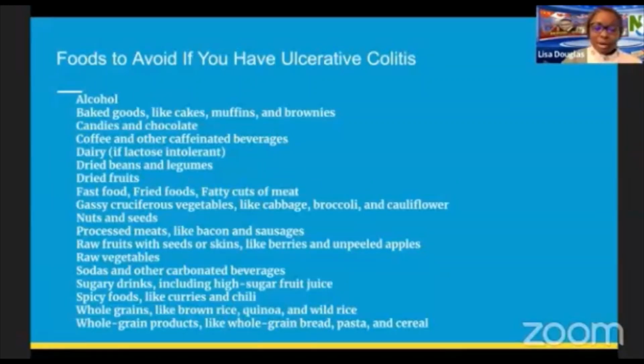Whole grains like brown rice, quinoa, and wild rice. Whole grain products like whole grain bread, pasta, and cereal.